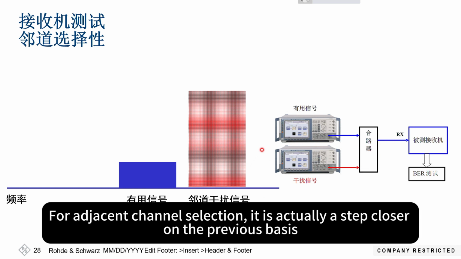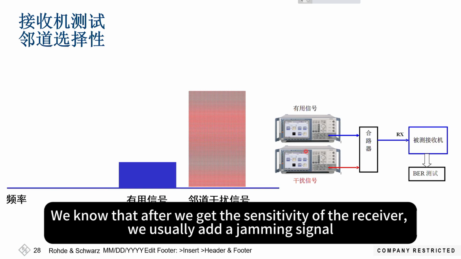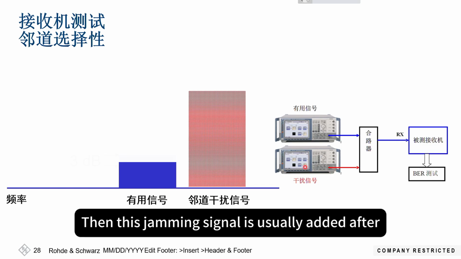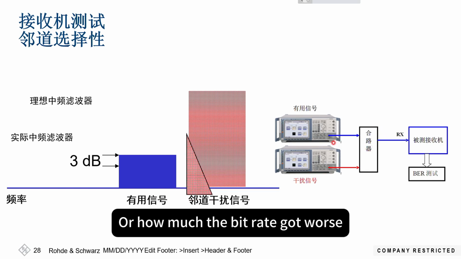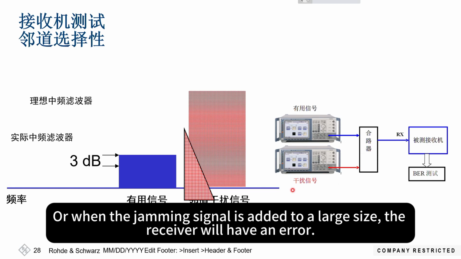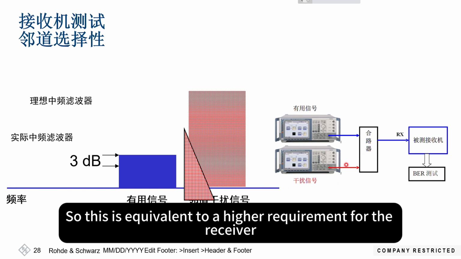For adjacent channel selectivity, it is actually a step further on the previous basis. We know that after we get the sensitivity of the receiver, we usually add a jamming signal. Then we'll check again to see how the bit error rate of the receiver has changed, or how much it got worse, or at what size of the jamming signal the receiver will have errors. So this is equivalent to a higher requirement for the receiver.